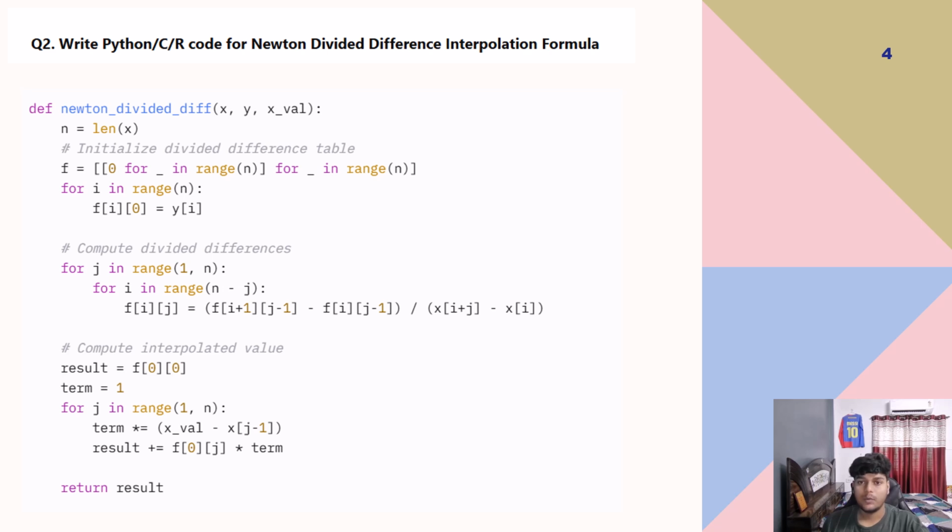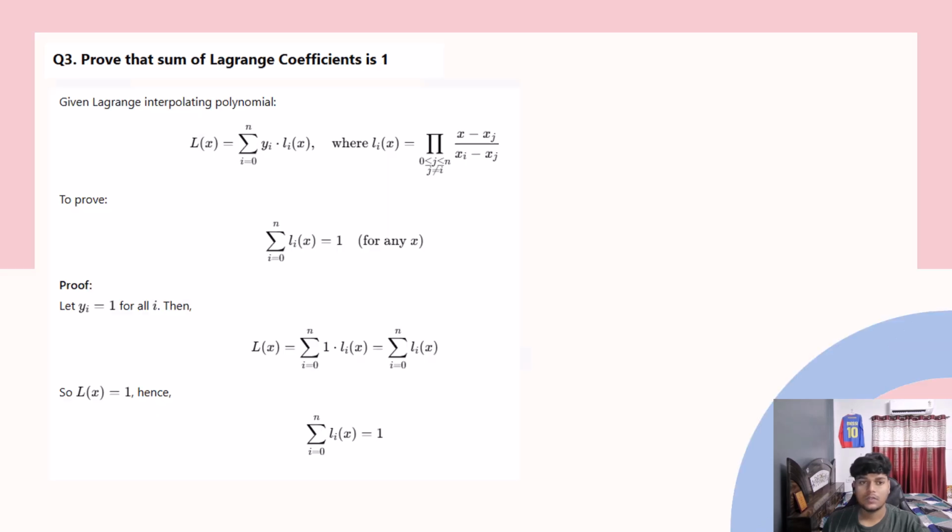For example, data points (0, 1), (1, 3), (2, 5), and (4, 7). The interpolated value at x equals 0 is approximately 6, which aligns with the expected polynomial behavior. Here you can see the code written in Python for the Newton divided difference interpolation formula. You can see it. Now moving to the next question.